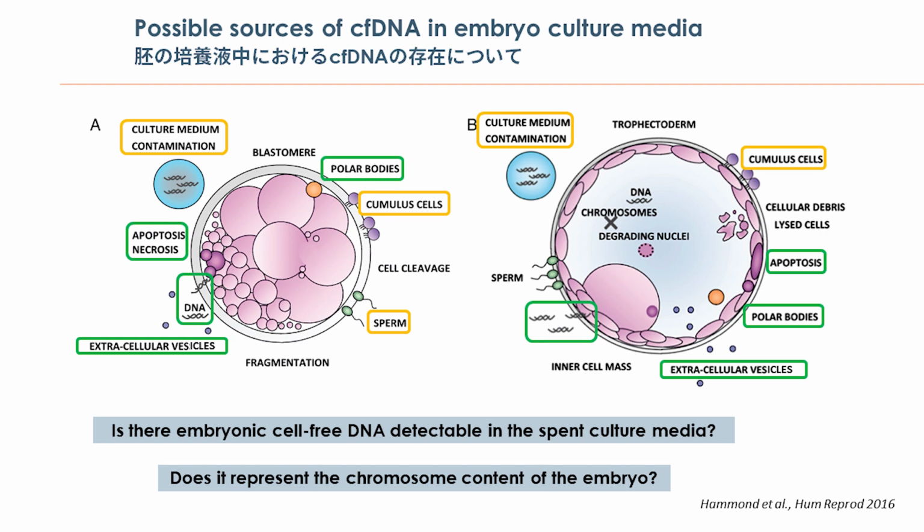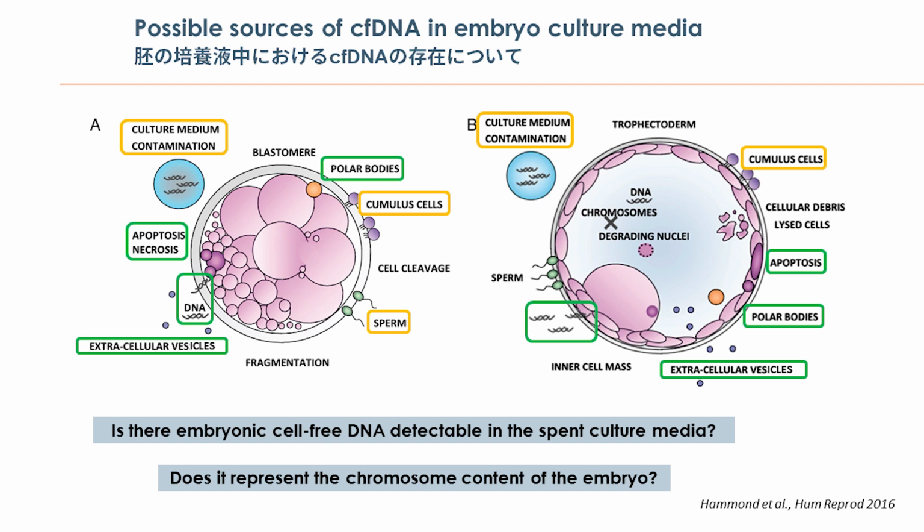There is a very nice review by Hammond and colleagues in which they explain the possible sources of DNA that we can find in the IVF media when we are doing an IVF cycle. If we are growing embryos to day 3, we know that we can have attached sperm, cumulus cells, and DNA from polar bodies when they start degradation. We can have extracellular vesicles because there is trafficking through the zona pellucida, and particularly on day 3, when there is fragmentation of the embryos, we can have apoptosis and necrosis.